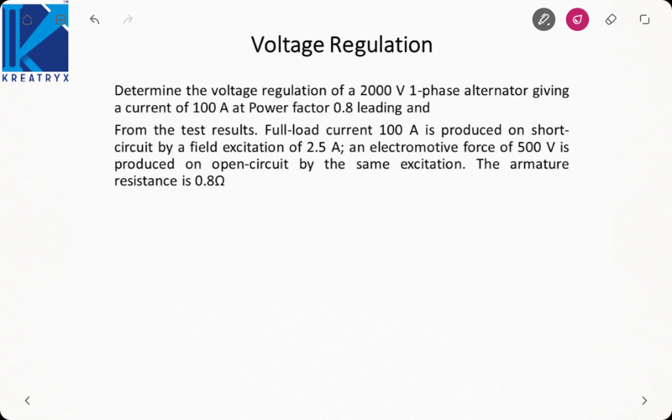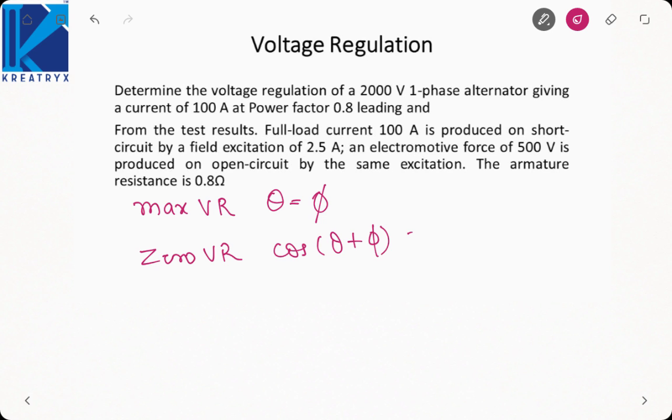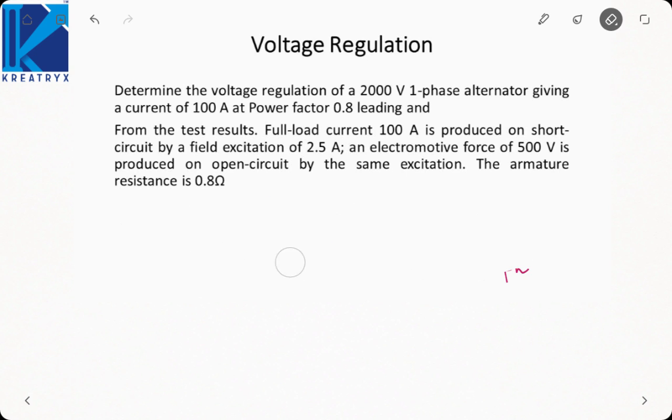And then we have to remember the condition for maximum voltage regulation. For maximum voltage regulation, theta must be equal to phi, and for zero voltage regulation, cos of (theta plus phi) is equal to minus IA ZS by 2V phase. Okay. These two conditions you should always remember for the case of voltage regulation. Now let us see the problem.